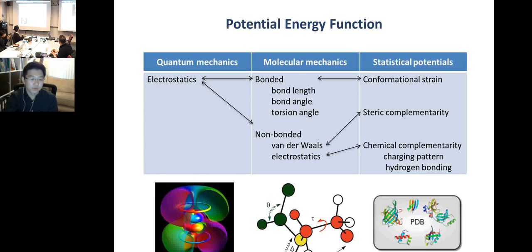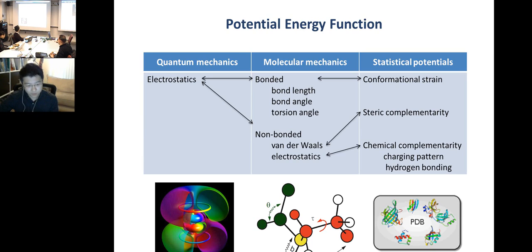So in principle, the potential energy function can be obtained from quantum mechanics. However, current computing power is not sufficient for simulating macromolecules like proteins or DNA molecules. So as an alternative approach, molecular mechanics has been developed. And in this approach, atoms and bonds are modeled by beads and springs, respectively. So it consists of several energy terms, and each term represents a different physical interaction.